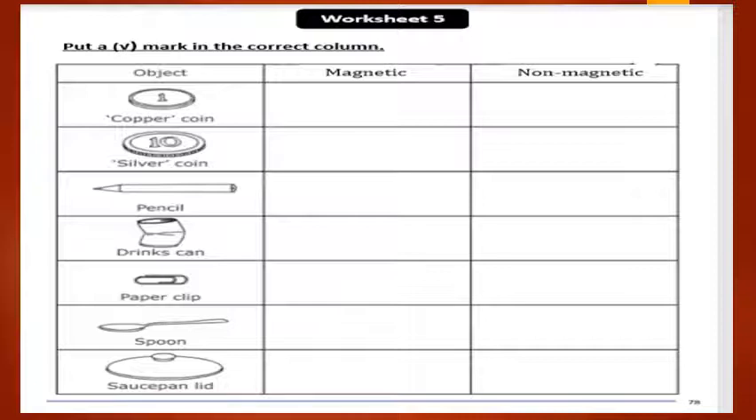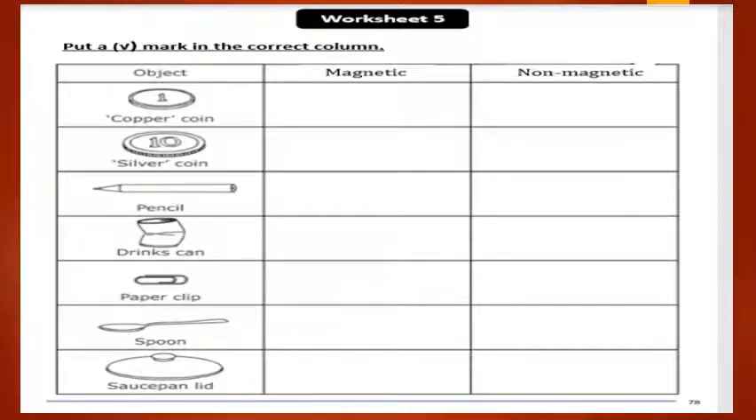It's really simple. You just have to specify whether those objects are magnetic or non-magnetic. So let's start together with the first object, which is the copper coin. And let me remind you of the statement that we said. It will remind us of the type of materials that could be magnetic. So it is I-C-Nickel.